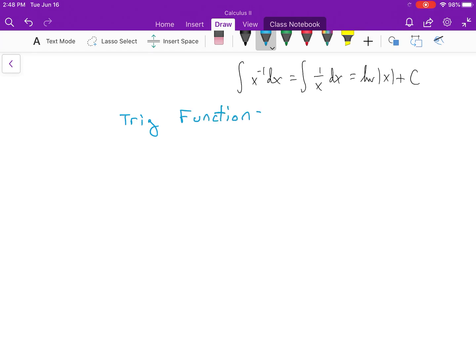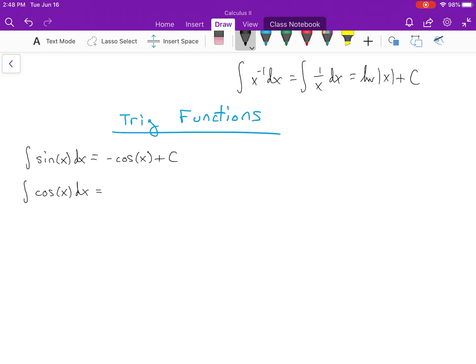And again, these are ones that will be advantageous if you just come to know them off the top of your head. So first one, let's do the integral of sine of x dx. And this is going to be negative cosine of x plus c. Then you also need to know the integral of cosine of x, and this is sine of x plus c.